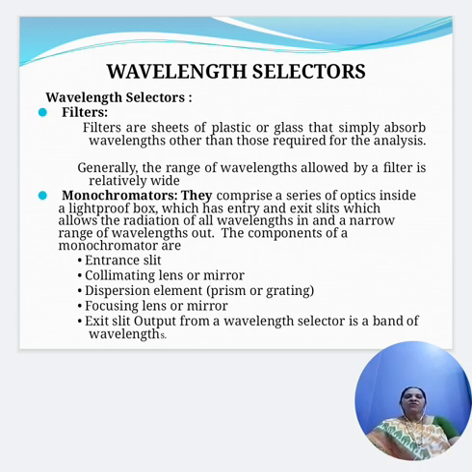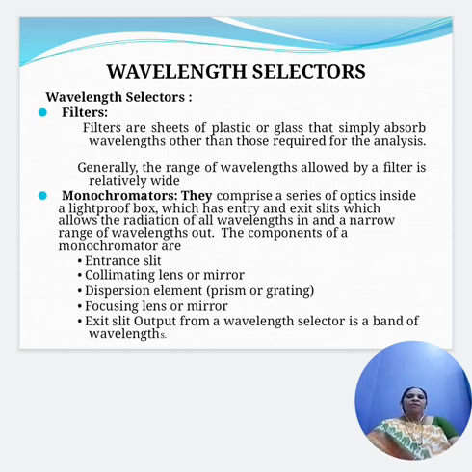Filters are sheets of plastic or glass that simply absorb wavelengths other than those required for the analysis. Filters, as you know, remove the unwanted wavelengths of radiation. So the unwanted wavelengths can be removed by using filters made of plastic or glass. They simply absorb wavelengths other than those required for the analysis. Generally, the range of wavelength allowed by a filter is relatively wide.